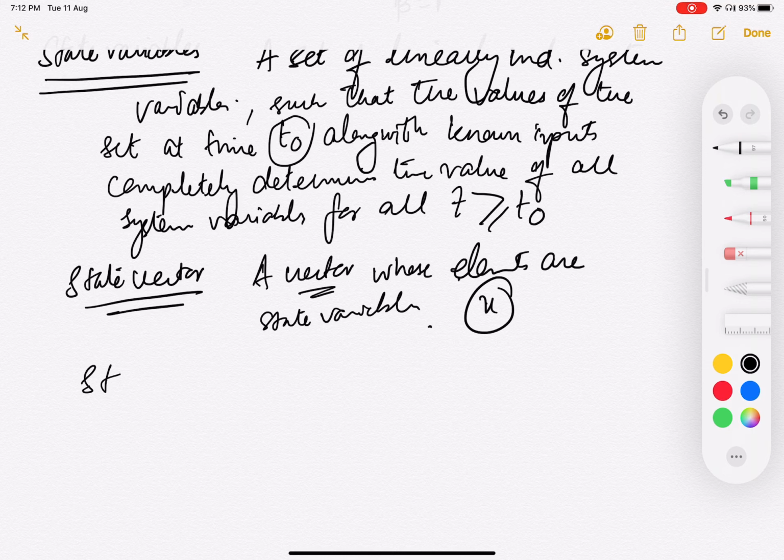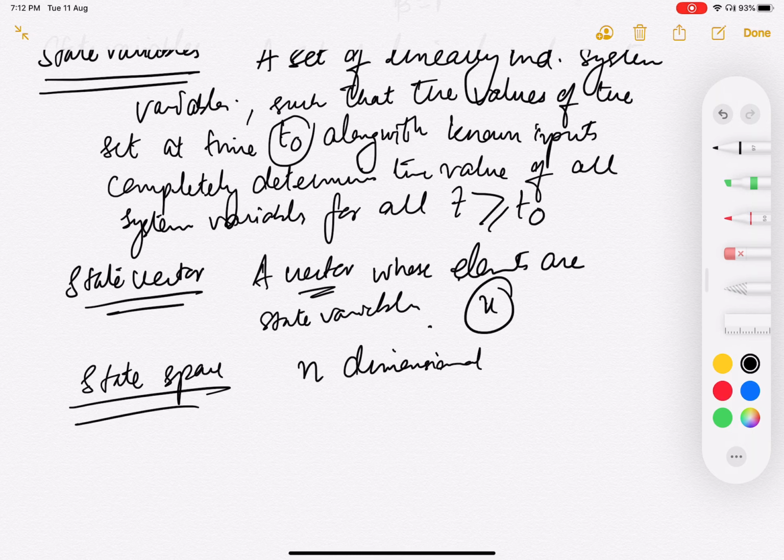Then what is the state space? The state space is the n-dimensional space. Why is it n-dimensional? Because X has n components. So if X had two components, we would have said it is two-dimensional. Three components, three-dimensional.